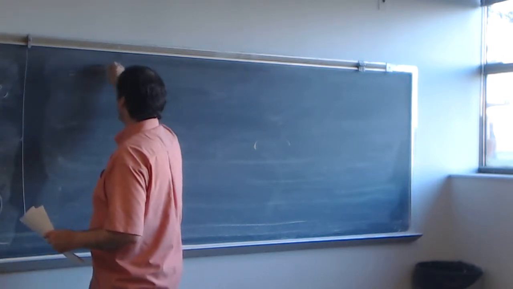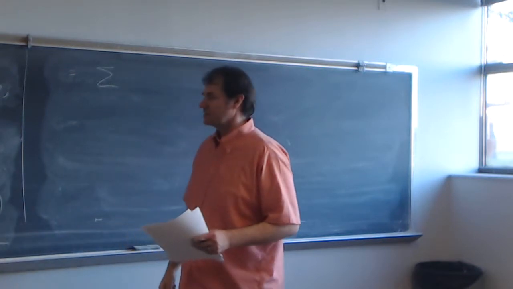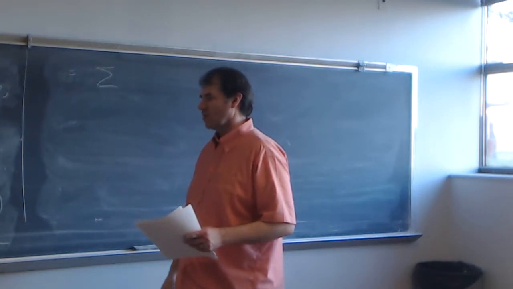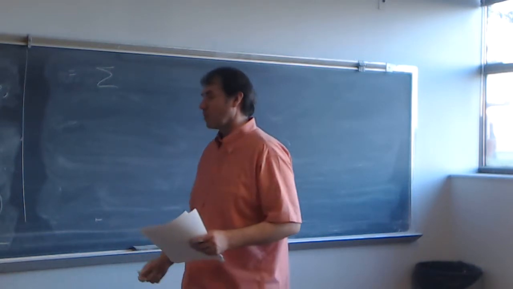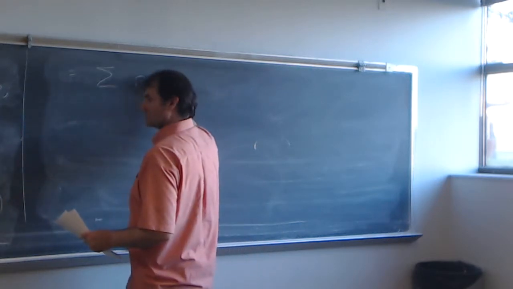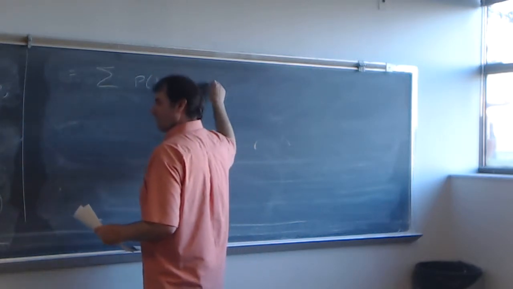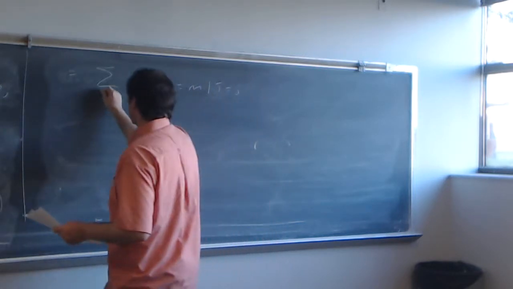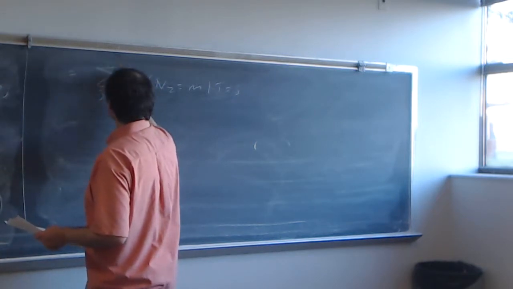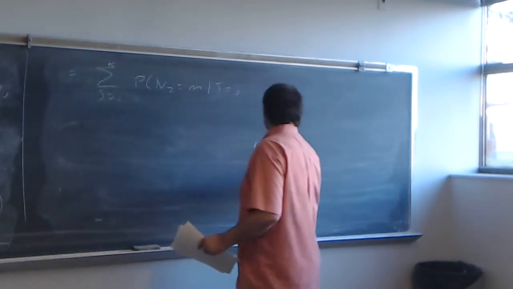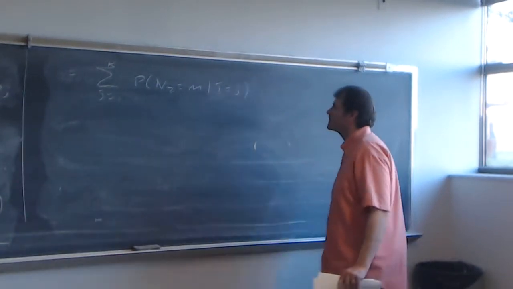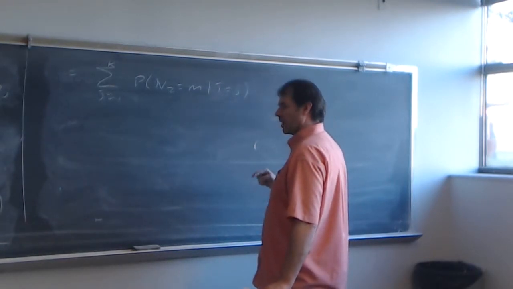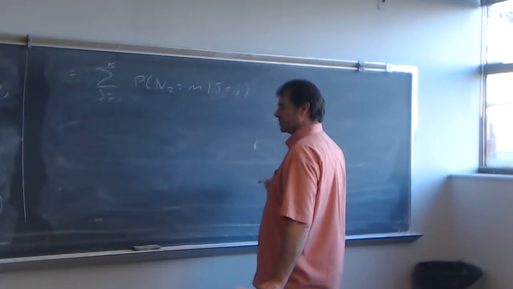Now, this is equal to a sum. That first term was the probability that n sub 2 is equal to m and n sub 1 equal to n and T equals j. But due to the independence between n sub 1 and n sub 2, we can rewrite this as the probability that n sub 2 equals m given T equals j. So this is a sum over j, and then times the probability that n sub 1 equals n given that T equals j.